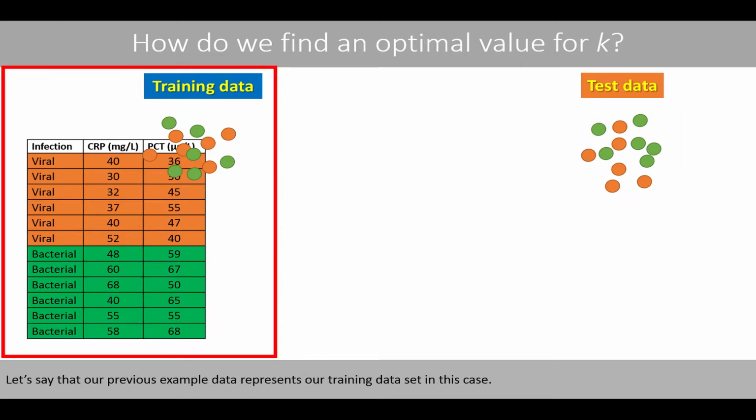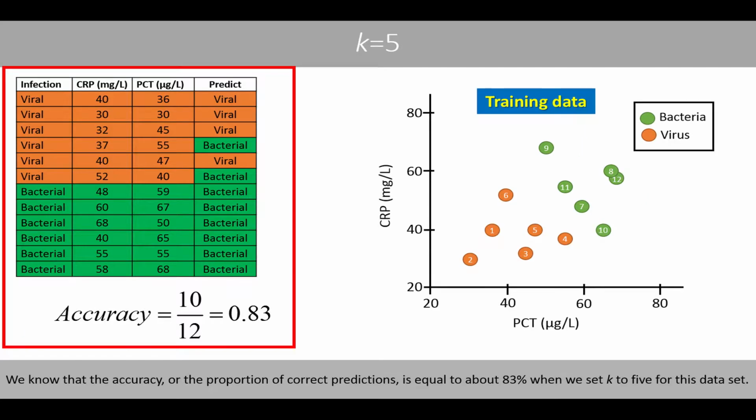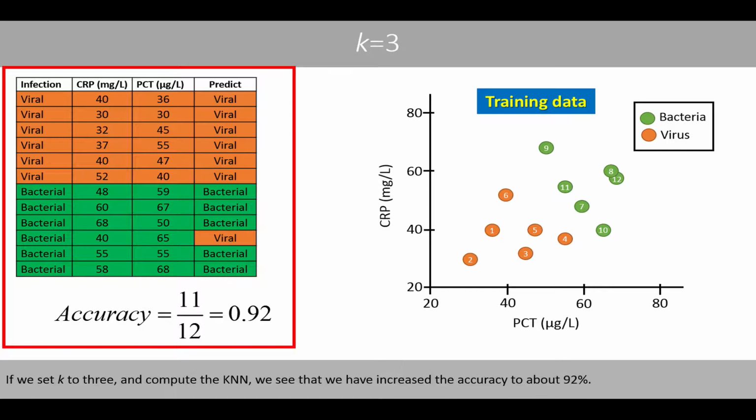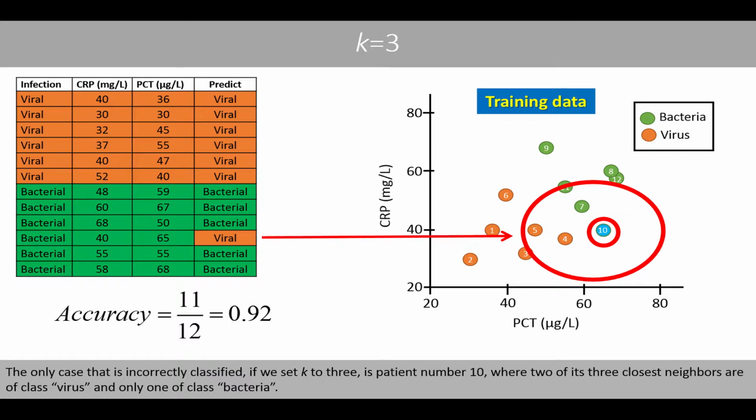Let's say that our previous example data represents our training dataset in this case. Based on the leave-one-out cross-validation method, we know that the accuracy, or the proportion of correct predictions, is equal to about 83% when we set k to 5 for this dataset. If we set k to 3 and compute the KNN, we see that we have increased the accuracy to about 92%.